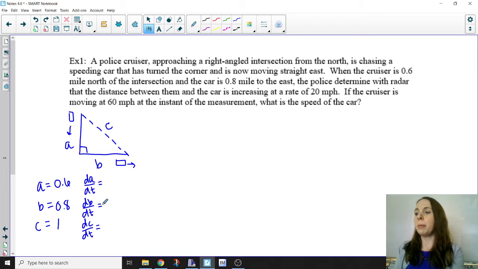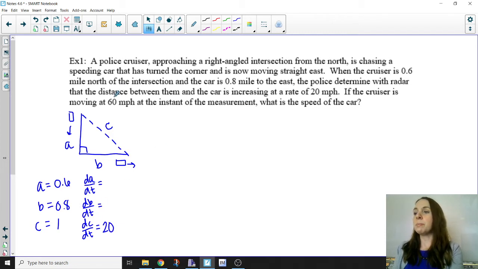Okay, now, how about these rates? We have more information here, right? The distance between them and the car is increasing at a rate of 20 miles per hour. I did not put the 20 for the C value because it's not the miles that are between the police cruiser and the speeding car along this C diagonal right now. It's the miles per hour that distance is changing by, and that makes it the rate at which C is changing.